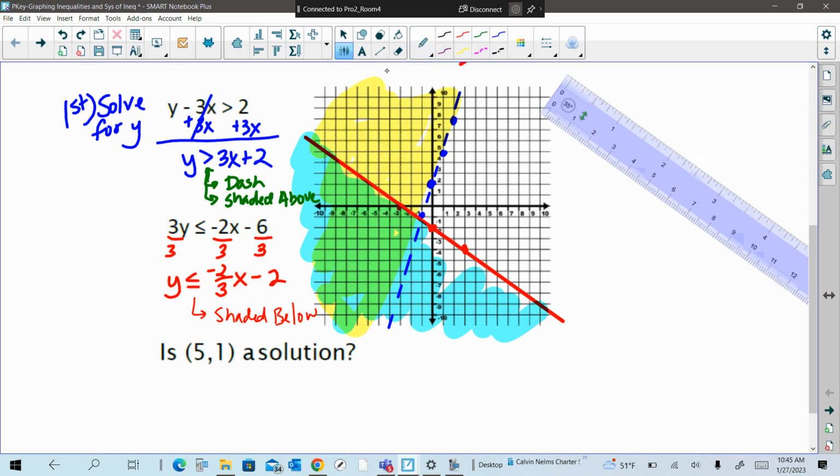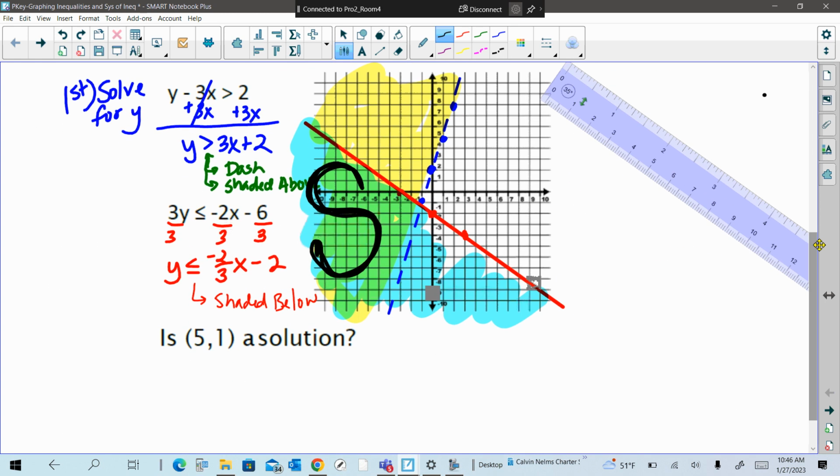This whole region. So what we're going to put, guys, where they overlap, you're going to put a big capital S for solution. Okay? Big capital S, always show that S where they overlap. I'm going to need that. Yeah, okay. So the solution is everywhere overlaps, okay?